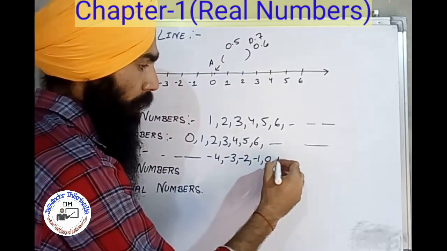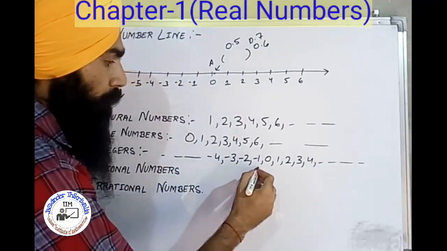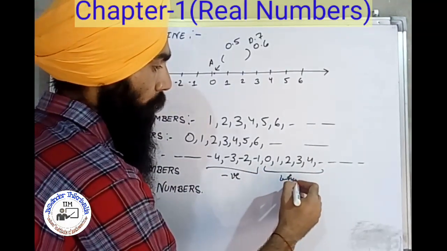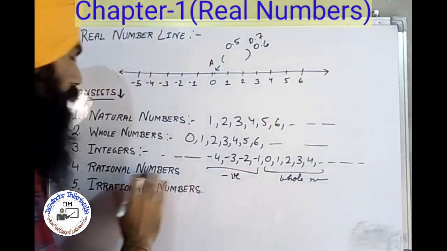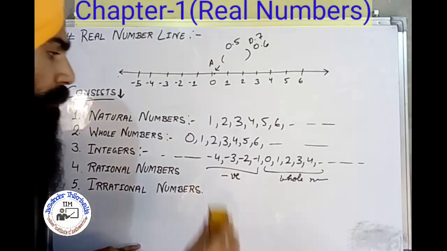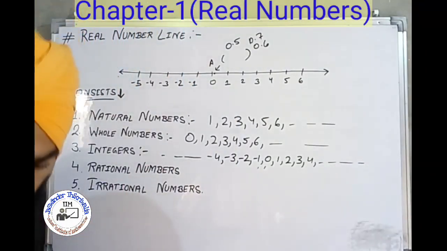Then 0, then all natural numbers. ठीक है, so it is a collection of negative numbers and whole numbers. Next, rational numbers. As we already know, rational numbers are those numbers which we can express in the form of p by q.